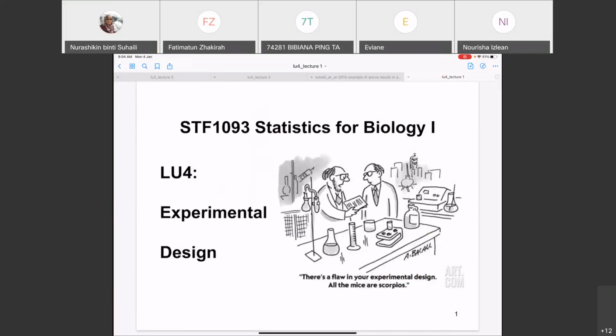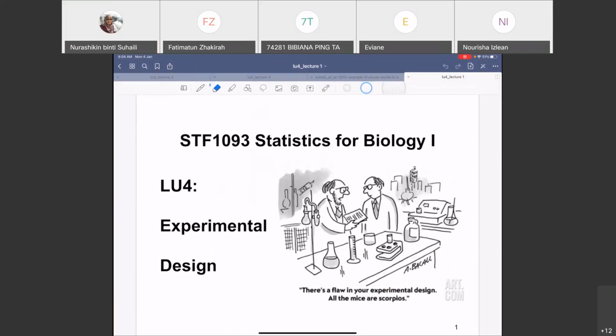Okay, so let's resume our lecture, right? We have finished LU3, and today we're going to discuss LU4. It's not really a long LU, but it's just to give you some introduction or basic understanding of what is meant by experimental design.